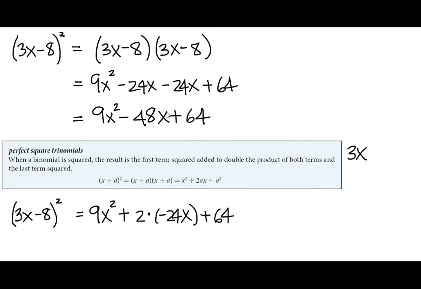So it's just a little bit of a shortcut here. Ax, of course, in this case is going to be 3x times 8, or negative 24x, isn't it? And of course, a here is just minus 8, and that squared is 64. So I'm going to get 9x squared minus 48x plus 64.